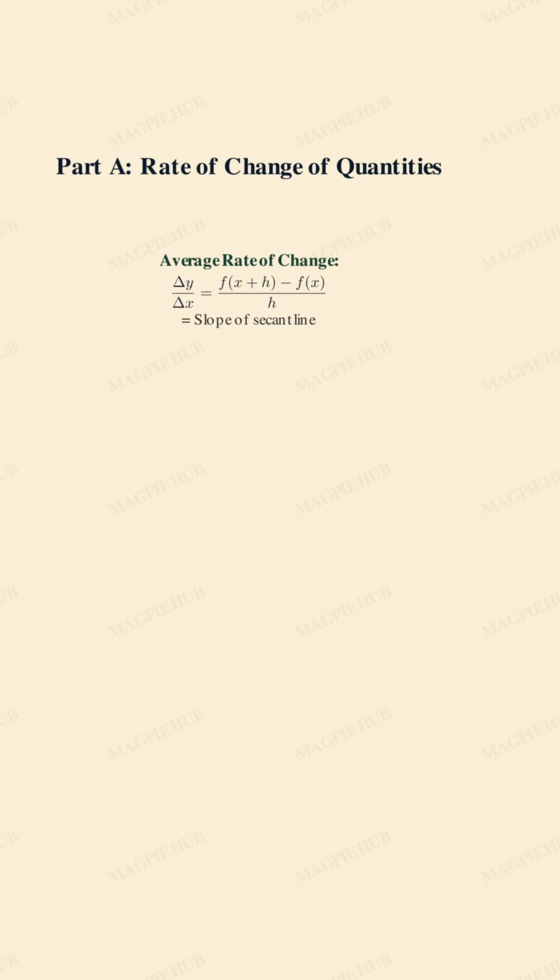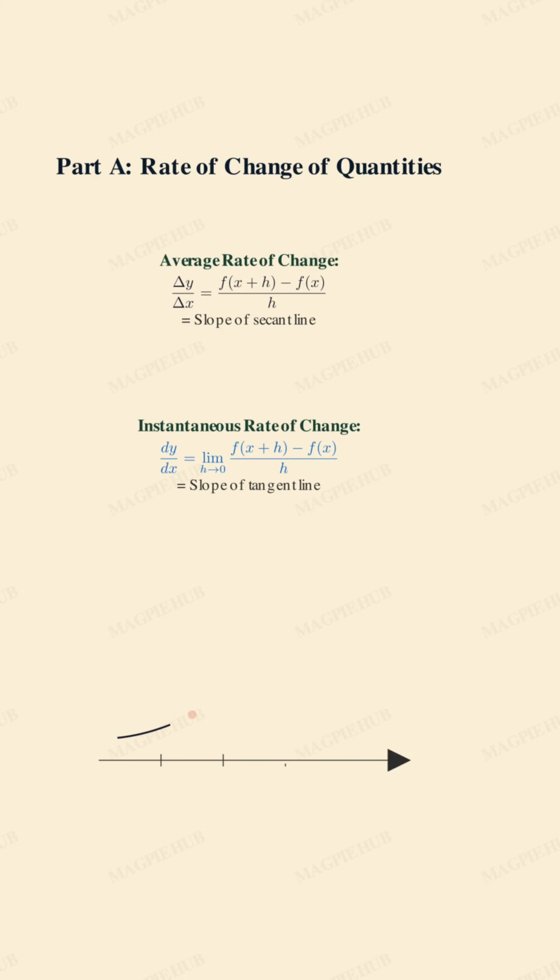The average rate of change is delta y over delta x, which equals f of x plus h minus f of x over h. Geometrically, it's the slope of the secant line between 2 points. The instantaneous rate of change is the limit as h approaches 0, giving us dy by dx, the derivative. Geometrically, it's the slope of the tangent line at that point. Watch on the graph, the orange secant lines get closer and closer to the green tangent as the second point slides toward the first. That limiting slope is the instantaneous rate of change.